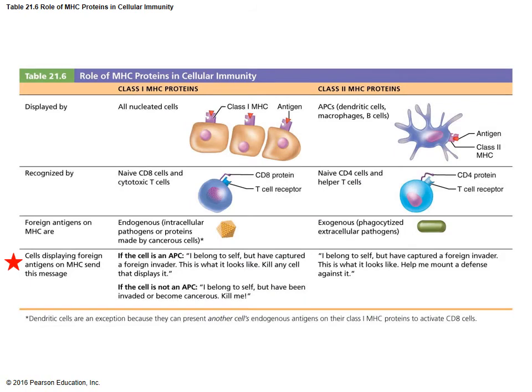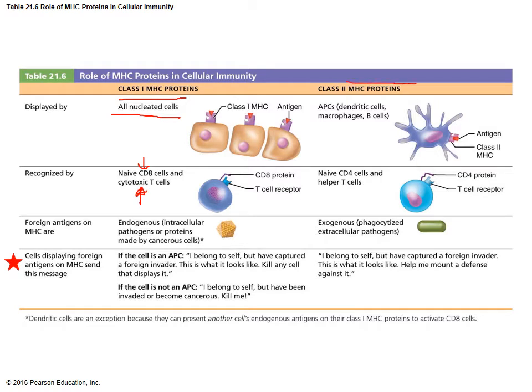Here is a nice look at the comparison between class 1 and class 2. As you can see, class 1 is displayed on all nucleated cells within our body. That's why it excludes the red blood cells, because mature red blood cells lose their nucleus, as you might know. And they're going to be recognized by our naive CD8 cells, as well as their mature version, which is the cytotoxic T cell.